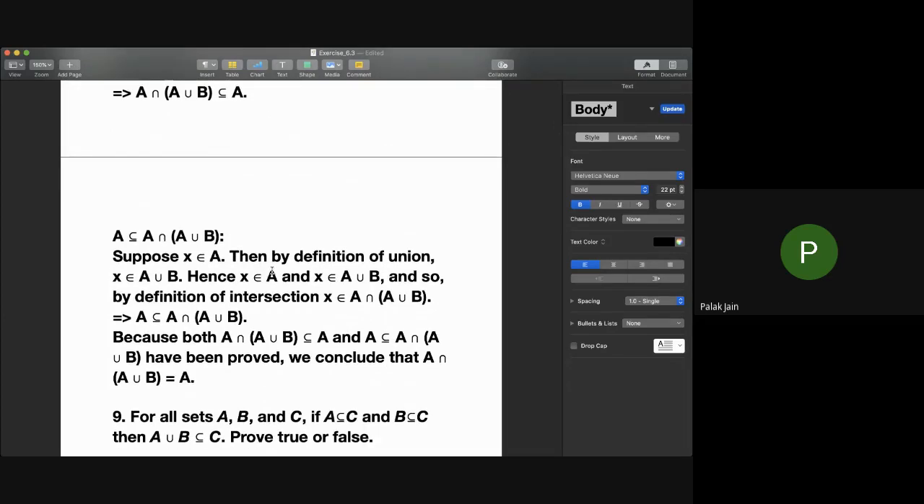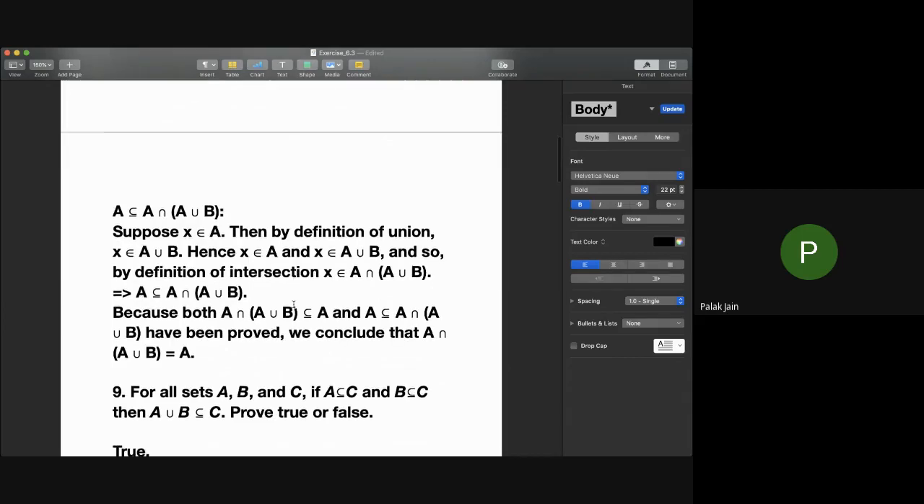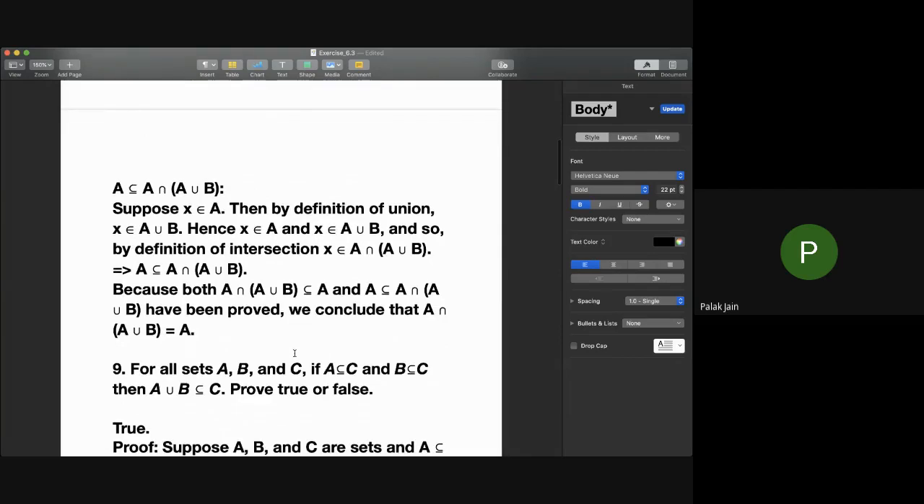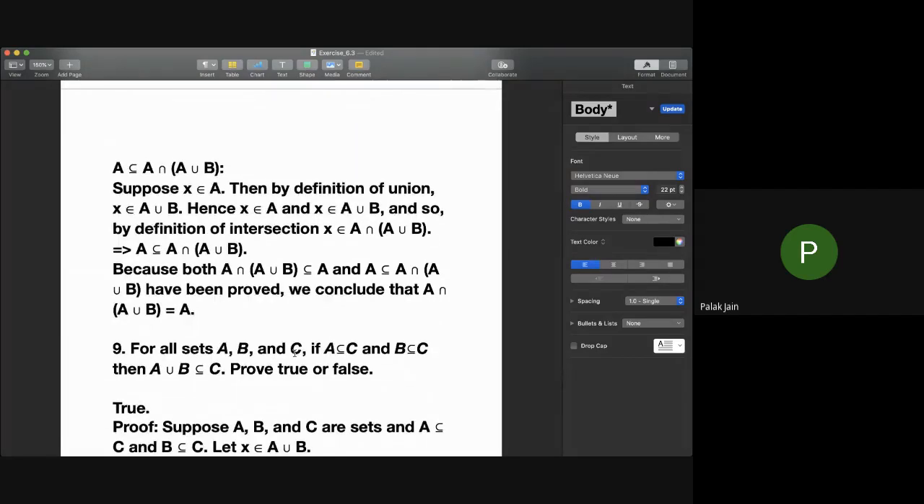Similarly, you can also prove that A is a subset of A intersection (A union B). It's a similar proof. So suppose X belongs to A, then by union, you can say that X belongs to A union B as well. So by this definition, you can say that X belongs to A intersection (A union B), and thus A is a subset of A intersection (A union B). Now, because both of these statements are true, we can finally conclude that A intersection (A union B) is equal to A.